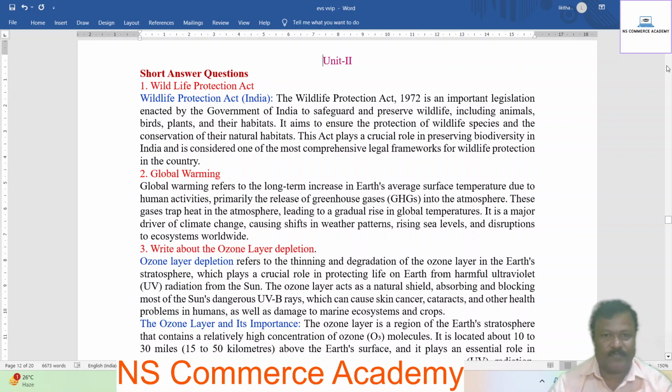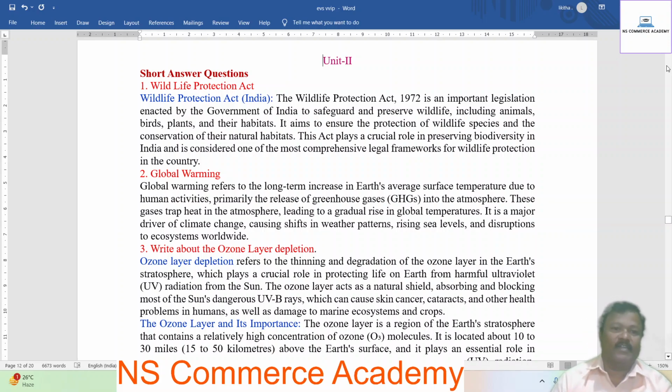Come to the short answer questions. Wildlife Protection Act. The Wildlife Protection Act 1972 is an important legislation enacted by the government of India to safeguard and preserve wildlife, including animals, birds, plants, and their habitats. It aims to ensure the protection of wildlife species and the conservation of their natural habitats. This act plays a crucial role in preserving biodiversity in India and is considered one of the most comprehensive legal frameworks for wildlife protection in the country.